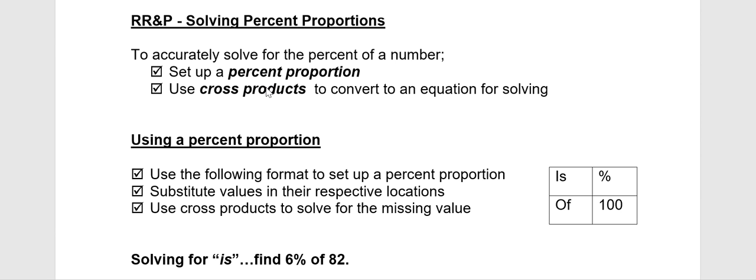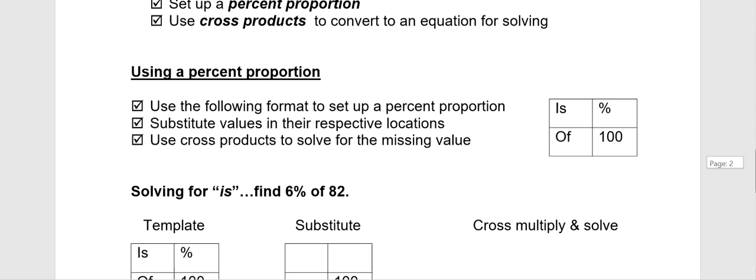This video focuses on solving percent proportions. This is a natural extension to the lesson that we already reviewed on defining and solving proportions. In this case, we're going to take it a step further where we introduce percents into the discussion.